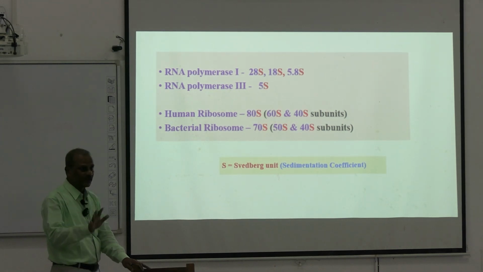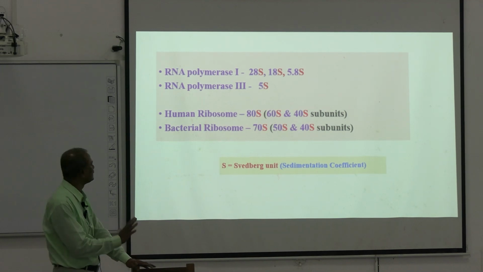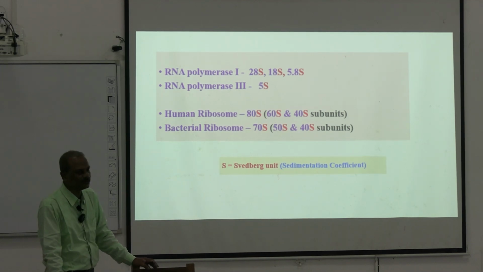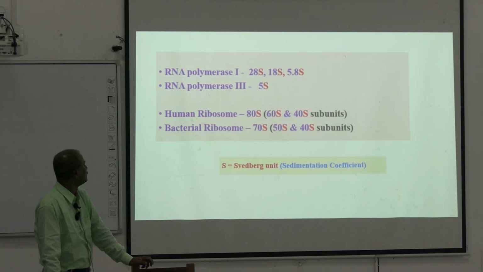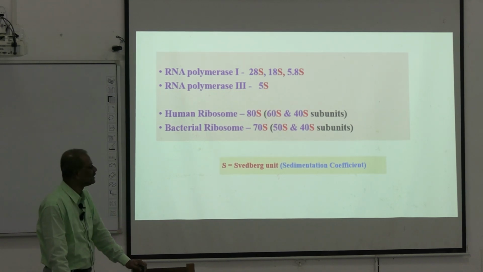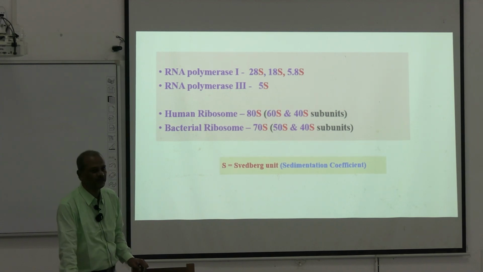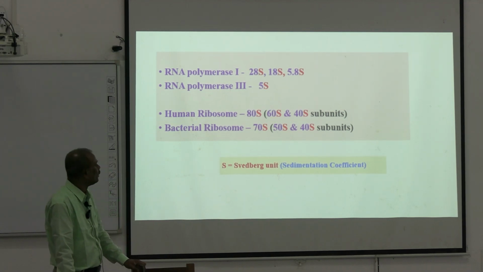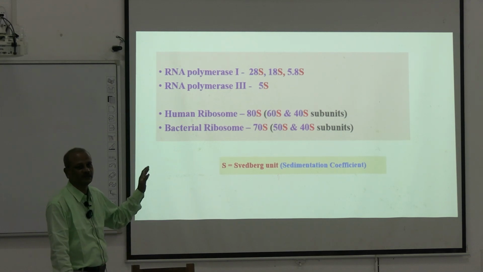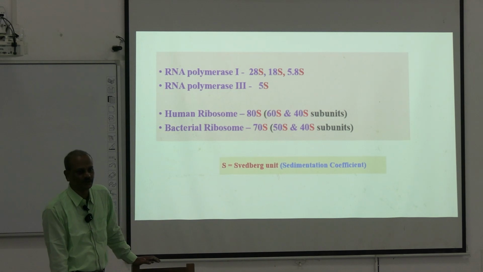Now there are other RNAs. RNA polymerase 1 also produces 28S, 18S and 5.8S. RNA polymerase 3 also produces 5S. The human ribosome is basically an 80S ribosome, composed of 60S and 40S subunits. Similarly, the bacterial ribosome is 70S, composed of 50S and 30S. What does this S signify? Try to remember, it is expressed in Svedberg units.